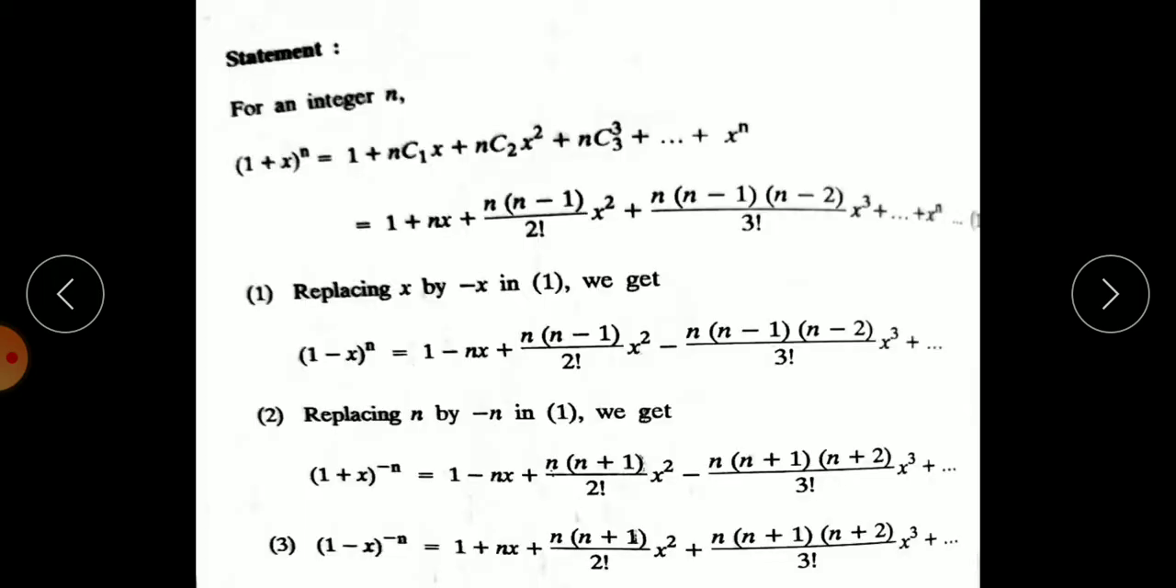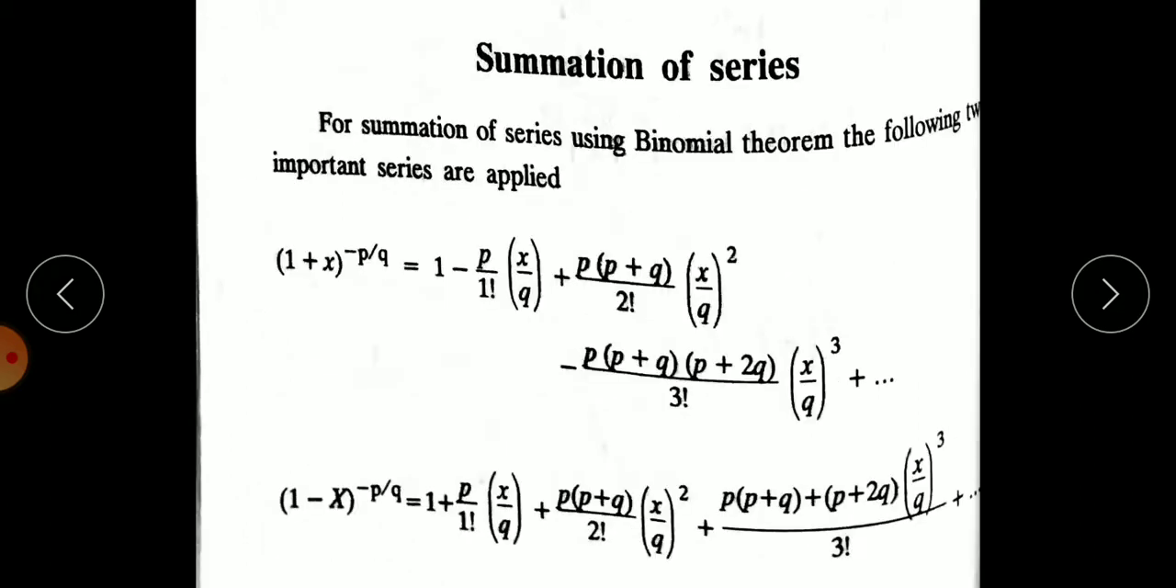So I have given some formulas. Please go through it. 1 plus x whole power n equals 1 plus nC1 x, that is 1 plus nx, plus n into n minus 1 by 2 factorial into x square, plus n into n minus 1 into n minus 2 by 3 factorial into x cube. Likewise 1 minus x whole power n, then 1 plus x whole power minus 1, 1 minus x whole power minus 1. So I have given the four formulas. It's very important. We are going to utilize these formulas in this algebra. So learn them by heart.